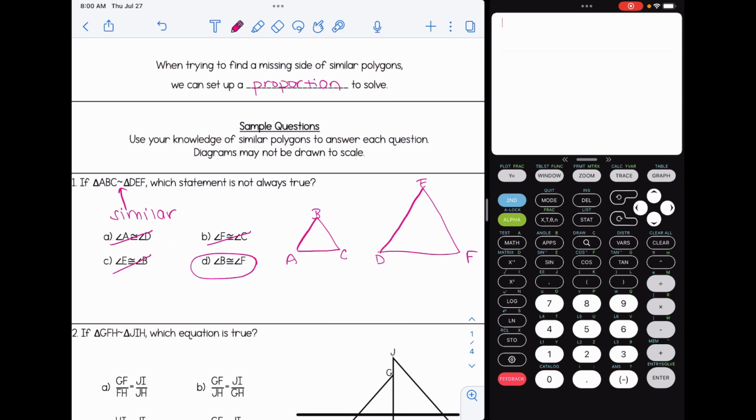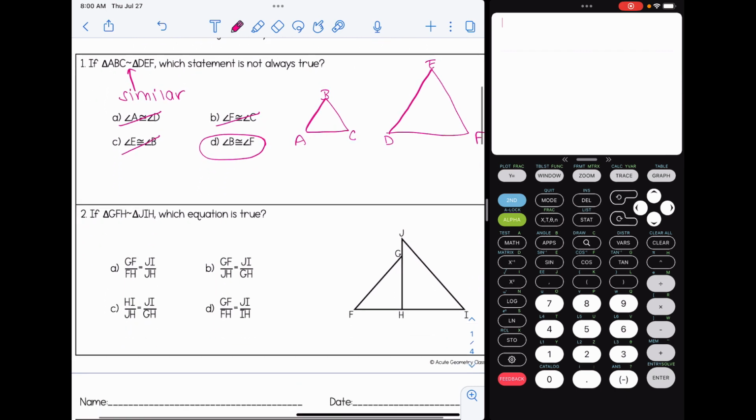So on that question number one, we practiced the idea that corresponding angles in similar polygons are congruent. In number two, we're going to practice the other fact that the corresponding sides are proportional. So it gives us two triangles that are similar to one another. We want to figure out what equation is true. So we're trying to make sure we're matching up the corresponding sides.